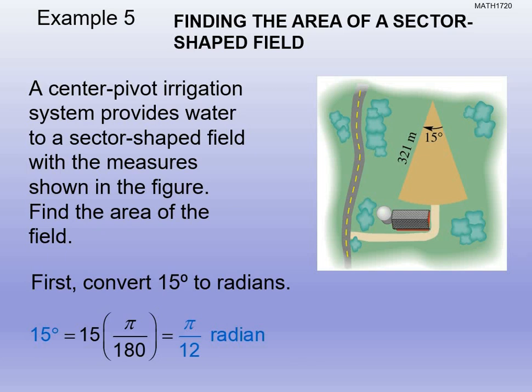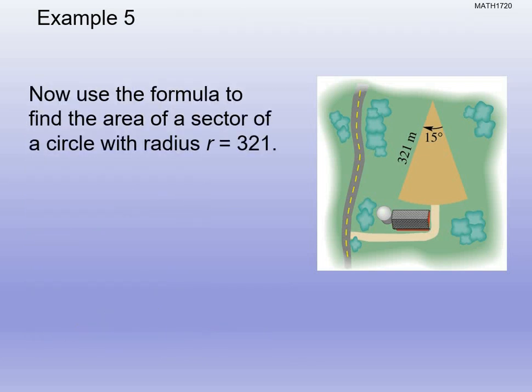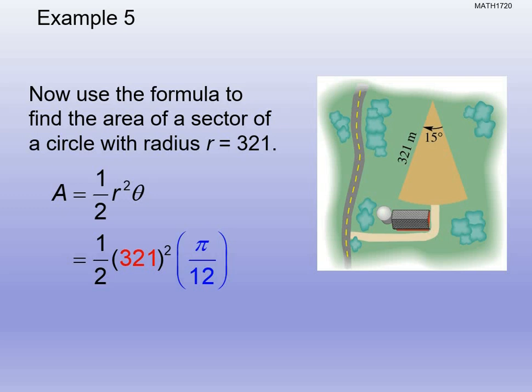Now we plug in. We're going to use the formula. We know what r is. Area is 1/2 r squared theta. So we substitute in r, and we substitute in theta, which is pi over 12. So it's going to be 1/2 times 321 squared times pi divided by 12. When you plug that into your calculator, we can approximately irrigate with this one sprinkler head 13,500 square meters.